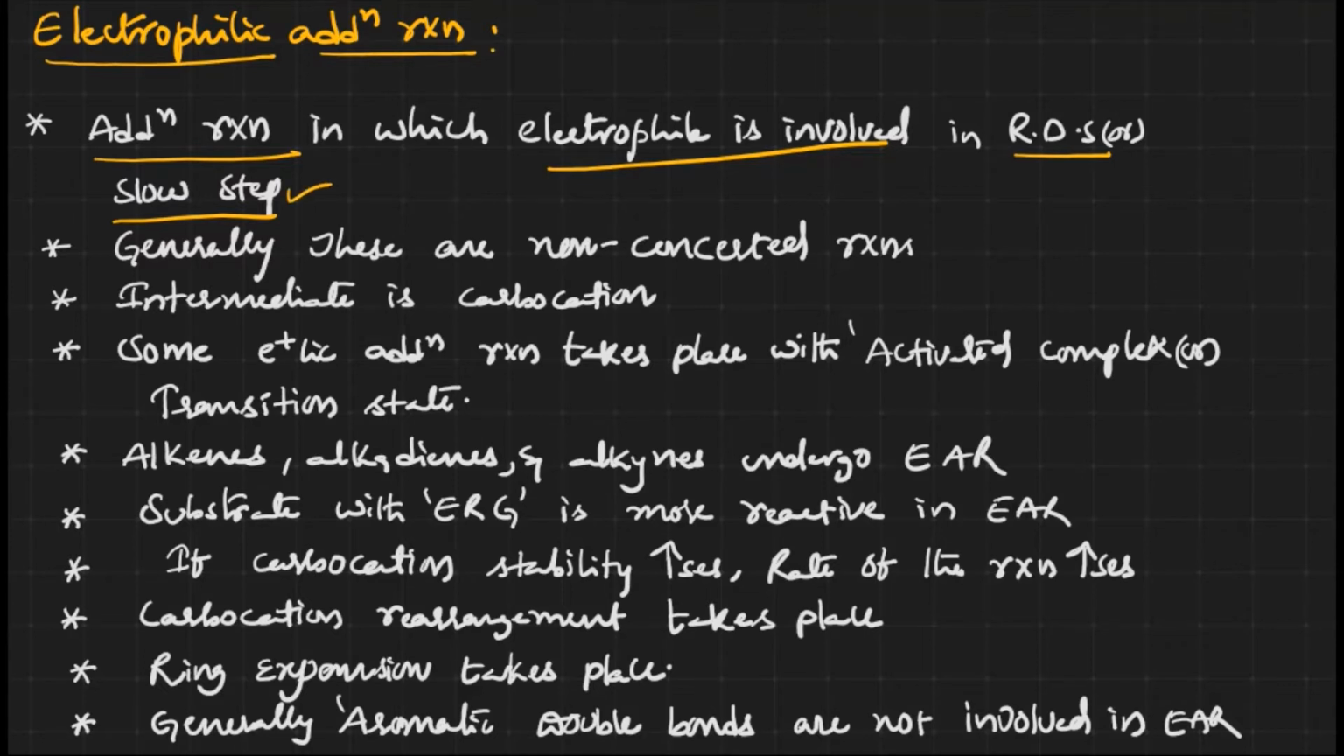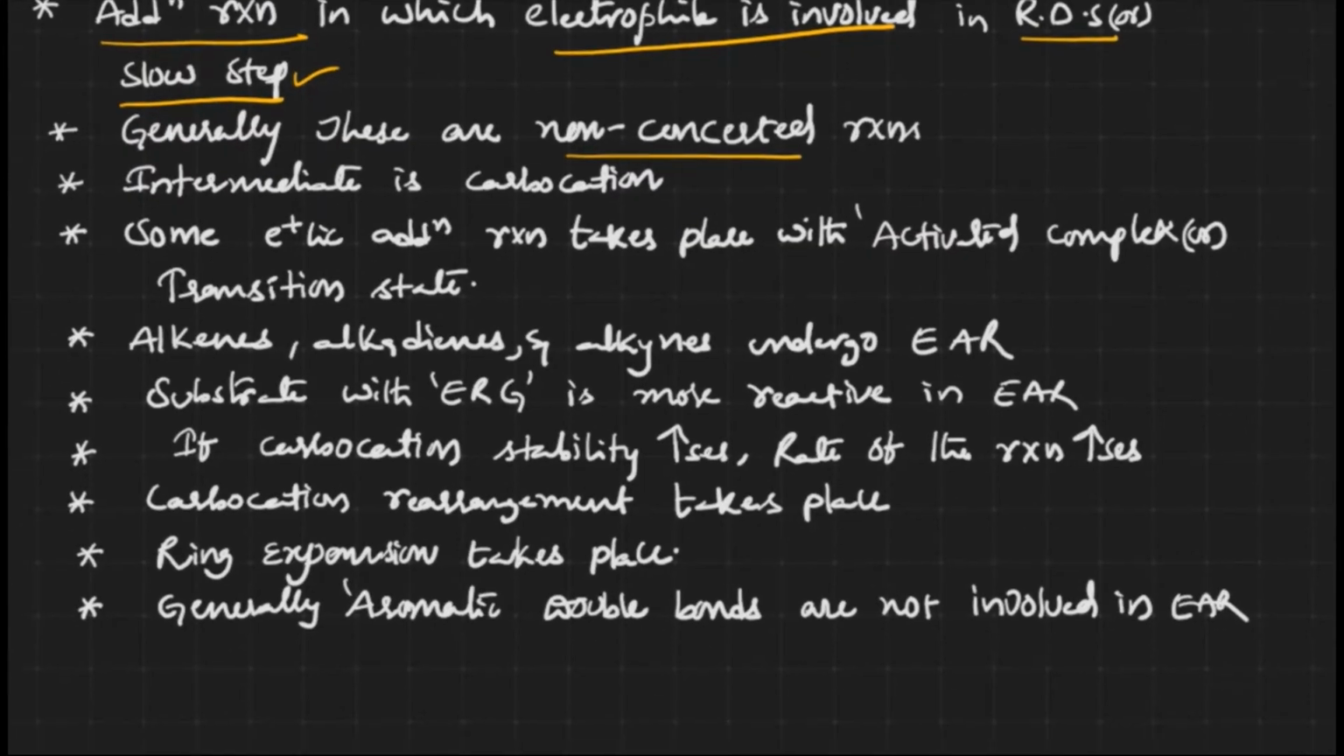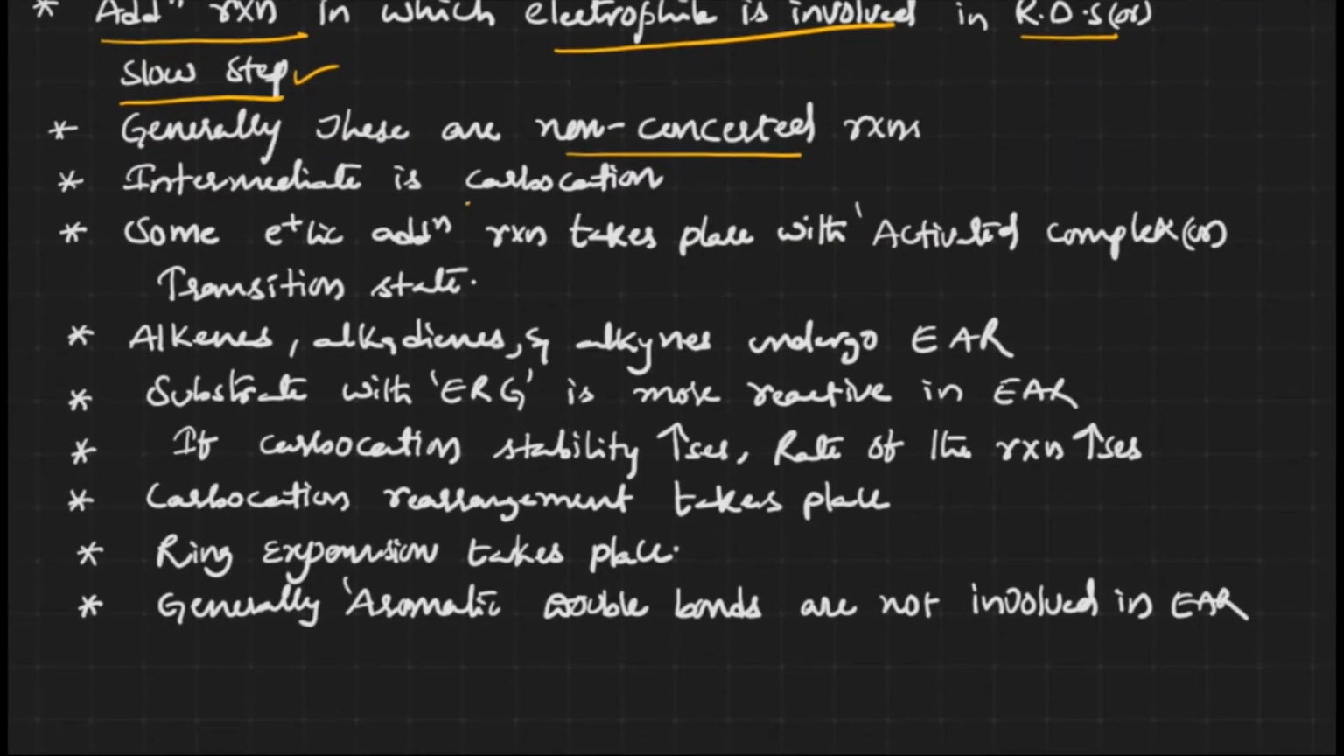Okay, generally these are non-concerted reactions. Non-concerted reaction means what? It takes place with more than one step. The intermediate is a carbocation. Generally, in non-concerted reactions, an intermediate is generated. Some electrophilic addition reactions take place through an activated complex or transition state without formation of any intermediate.